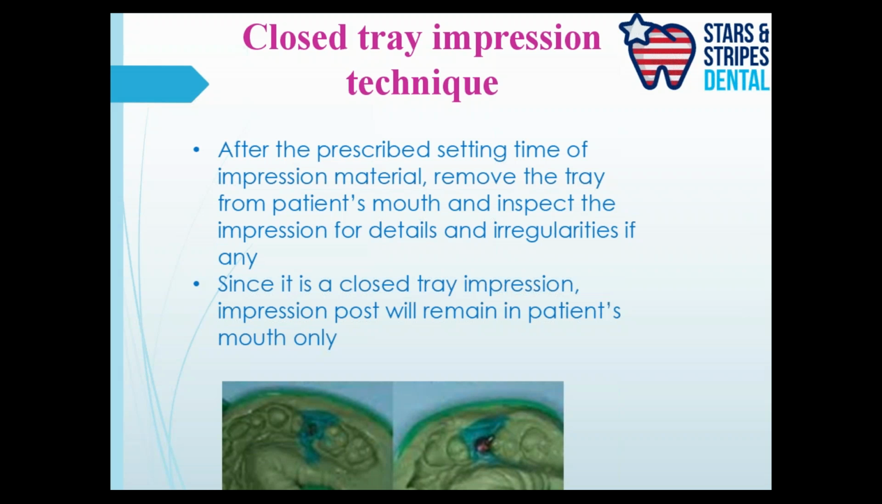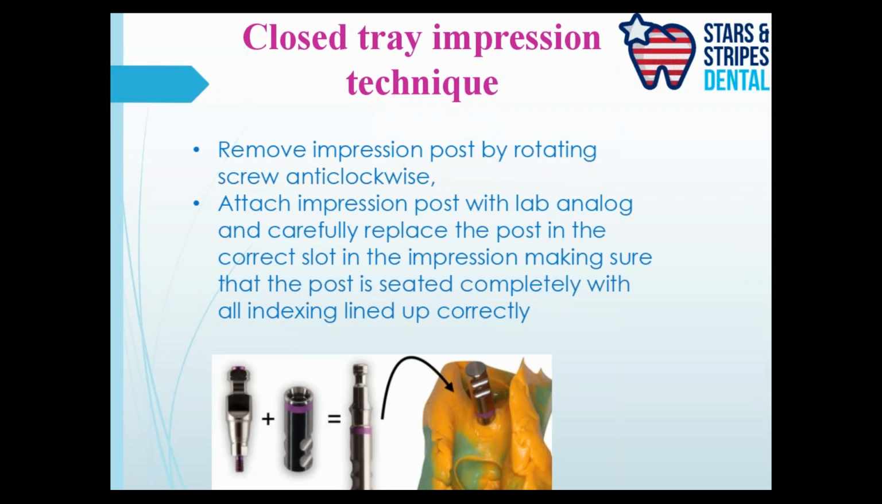So once you remove the tray, the impression coping will still be in the patient's mouth as you had put earlier. Okay. So in this technique, it is prescribed that you remove the impression post from the patient's mouth, unscrew it, and then put it back in the slot in the impression tray where it belongs. Okay, as it is shown here, this slot is empty and this is where the impression coping has been placed. And this is the schematic diagram showing, see, before you put that in, you will actually attach the impression coping with the implant analog.